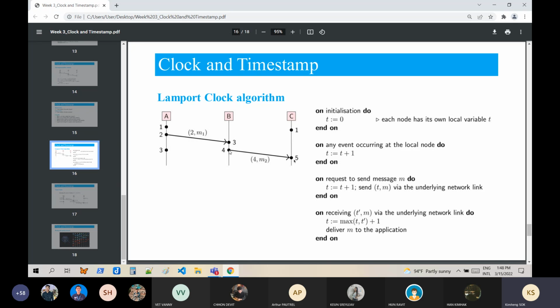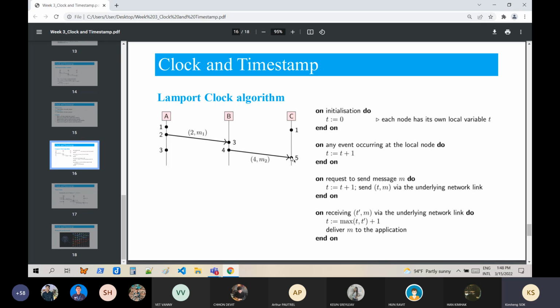If this one is 4, this one must be 5. Not 1, 2, but 1, 2, 3, 4, 5 like this. This one is 5 because this event is the result of the other event that happened before it. So that's why the time here is 5. If we want to compare this event and this event, which one happened before the other? So 3 must have happened before 5.